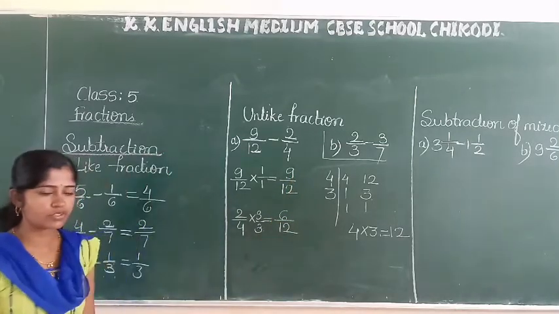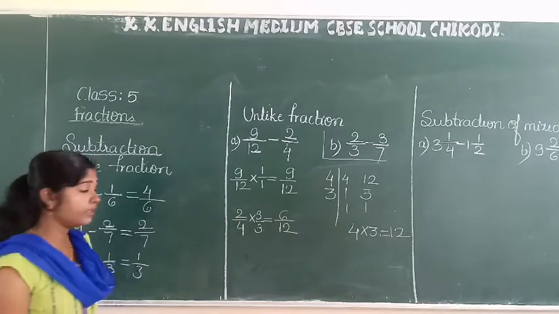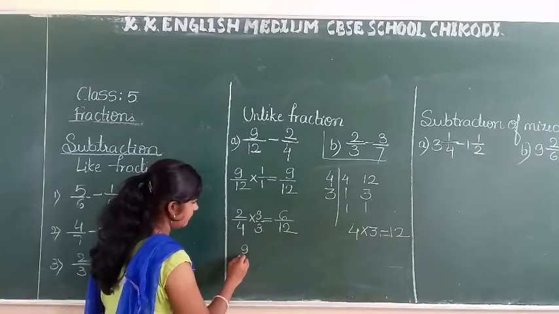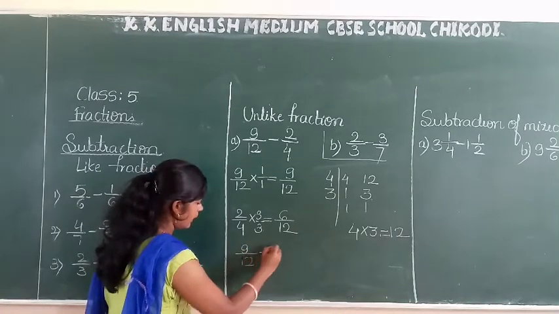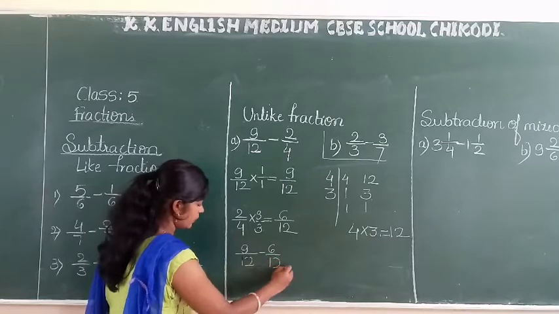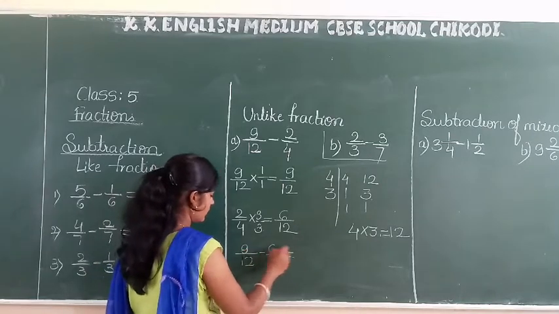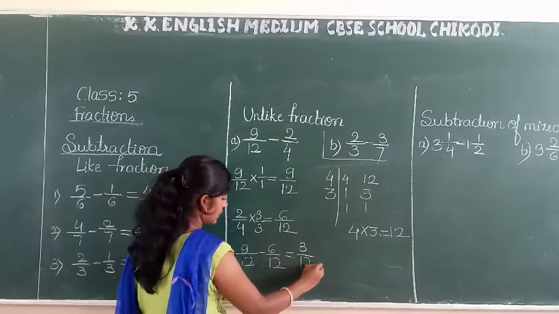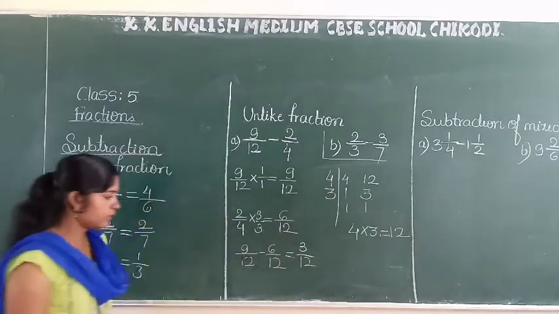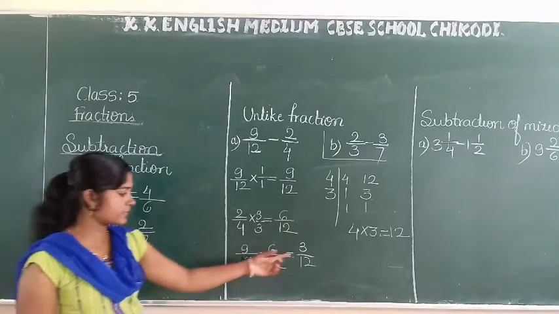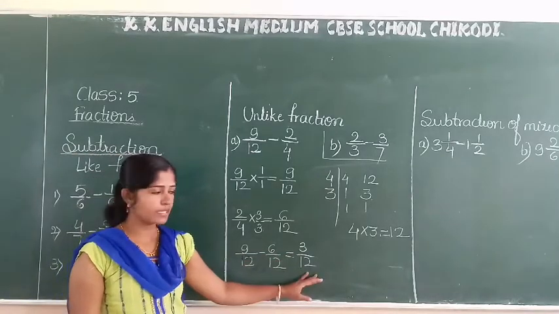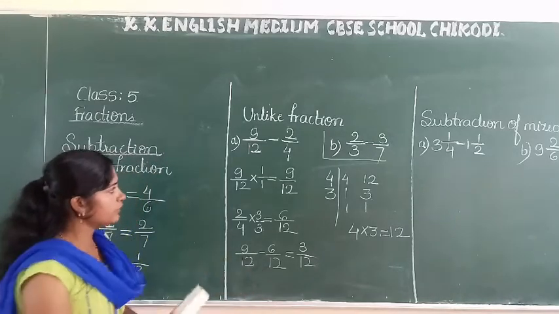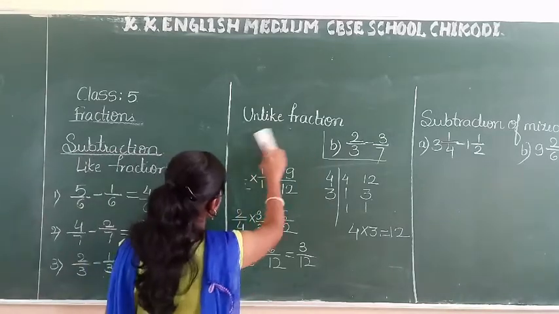Now they are like fractions or unlike fractions? They are like fractions. Therefore, the difference between 9 by 12 and 6 by 12 is 9 minus 6. 9 minus 6 is 3 and 12 as it is. Don't write 0 here. 9 minus 6 is 3 and 12 as it is. I hope you understood this concept. I will solve one more example.